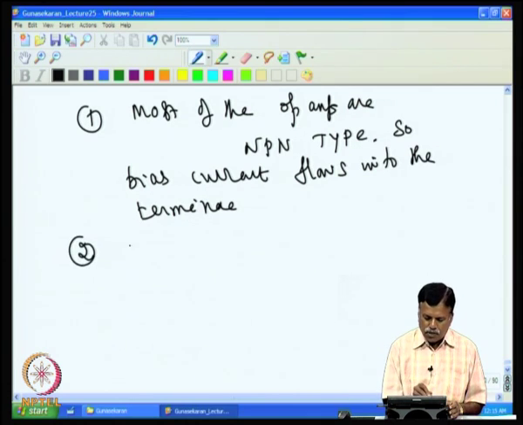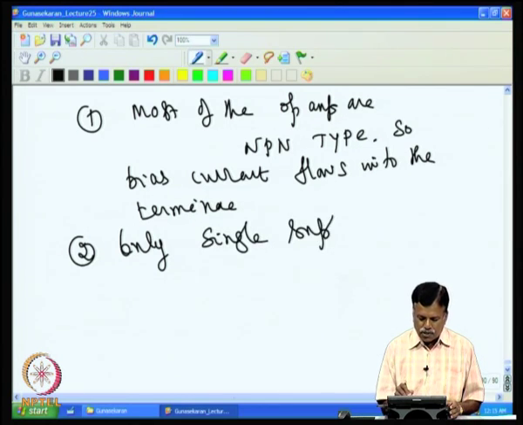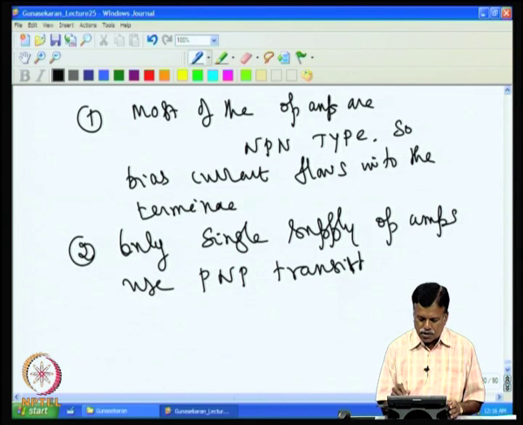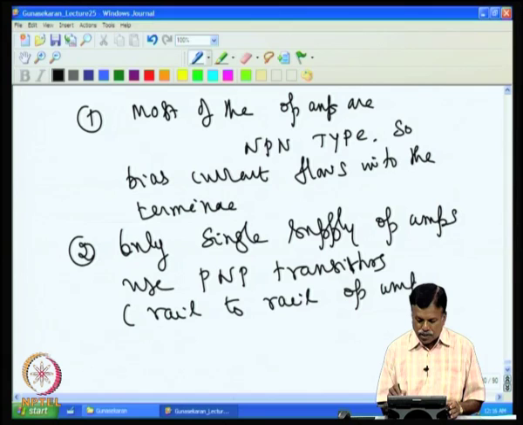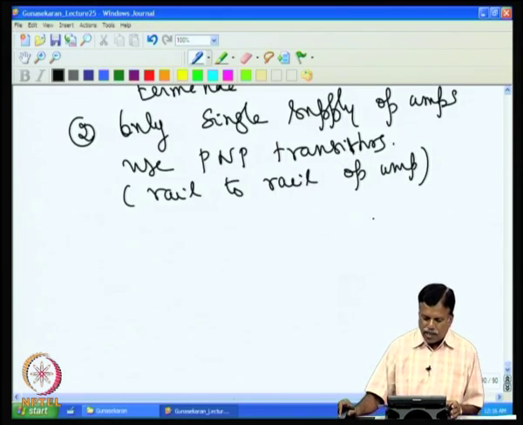Second one is that generally only rail to rail op amps or single supply op amps use PNP transistors. They are called rail to rail op amps, that is, the input and output can go up to the supply voltage, and most of them will be single supply op amps. In that case, current will be flowing out. So one has to be careful in adding or subtracting the error.